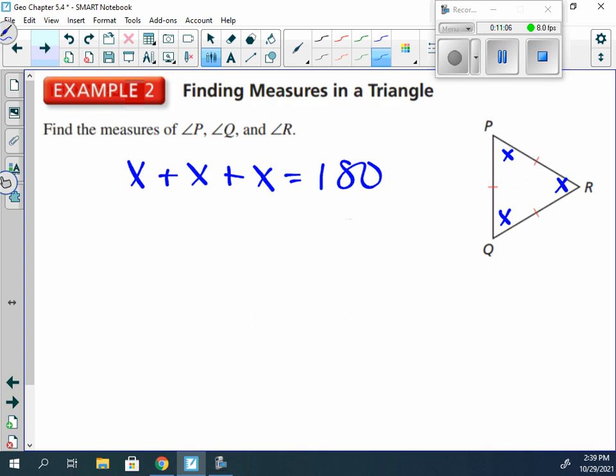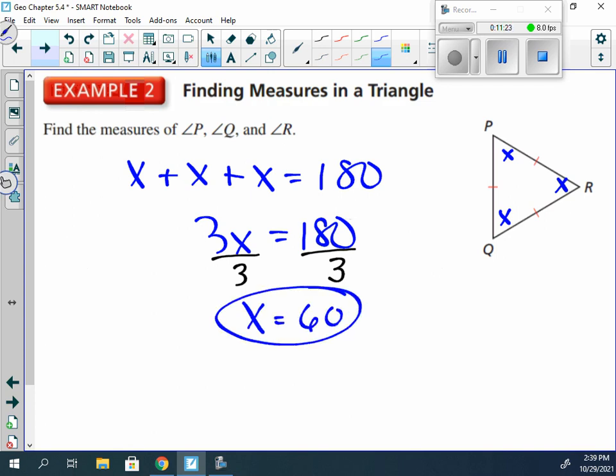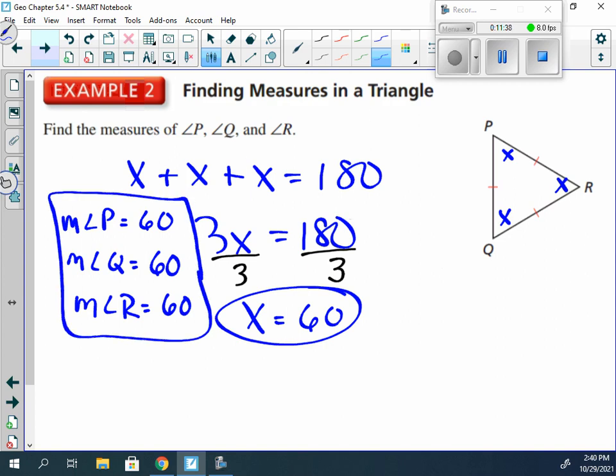So x plus x plus x is 3x. To get x by itself, we would divide by 3. So x is equal to 60. So we could say that the measure of angle P is 60, the measure of angle Q is 60, and the measure of angle R is 60, because all three angles are going to be the exact same.